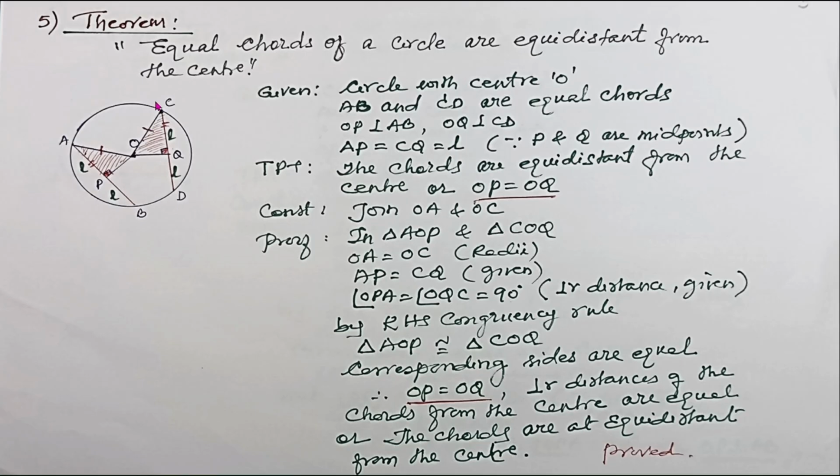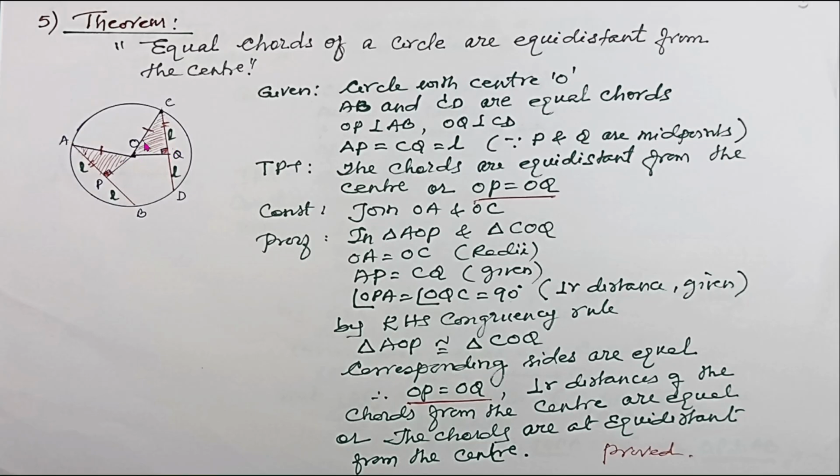Now to prove this, join OA and OC. When we join OA and OC, we get two triangles, triangle AOP and triangle COQ. In triangle AOP and triangle COQ, OA is equal to OC because they are radii. Angle OPA and angle OQC are equal to 90 degrees, because OP is perpendicular to AB and OQ is perpendicular to CD. And also AP is equal to CQ, as we have just discussed.